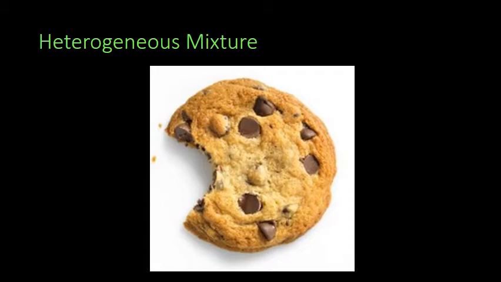Now, I'm kind of strange because I like chocolate chip cookies without the chips. Strange, huh? All right, yeah, I know I'm strange.